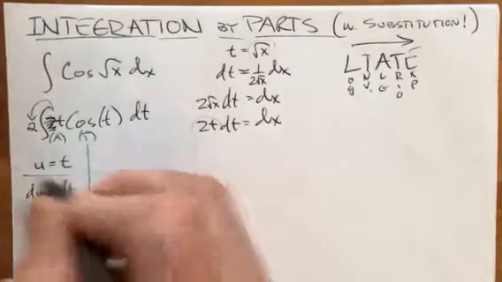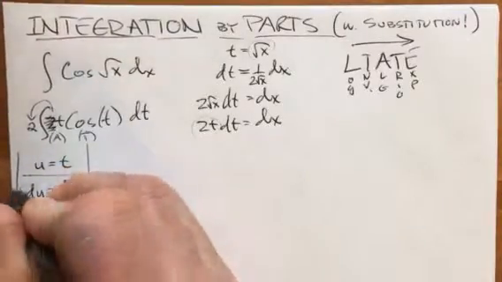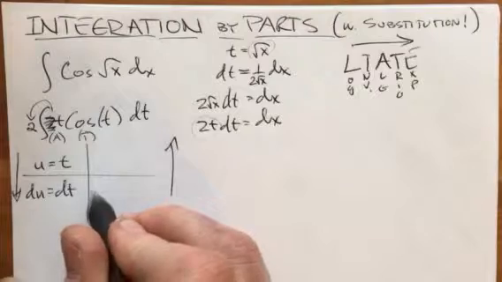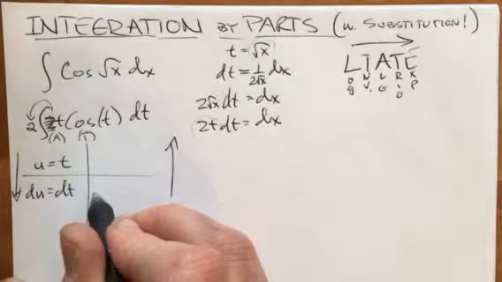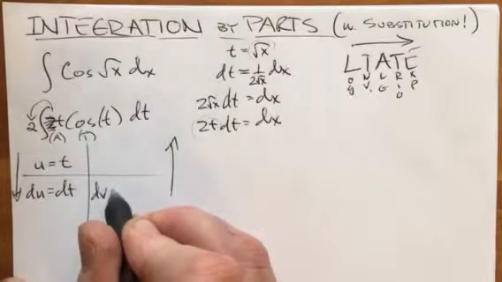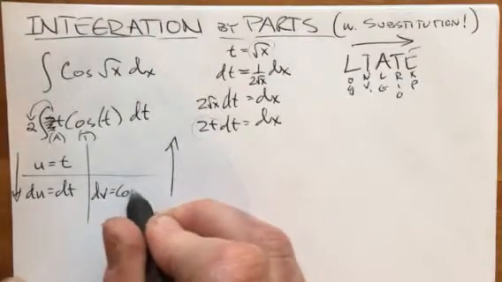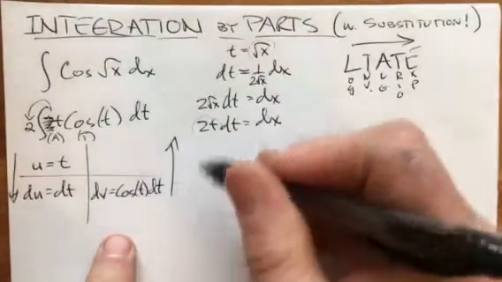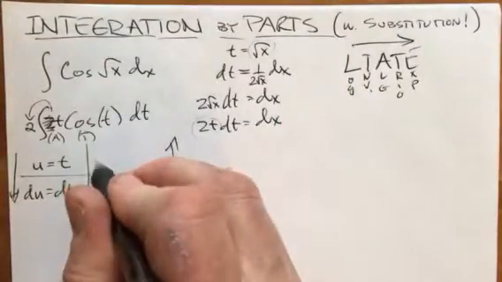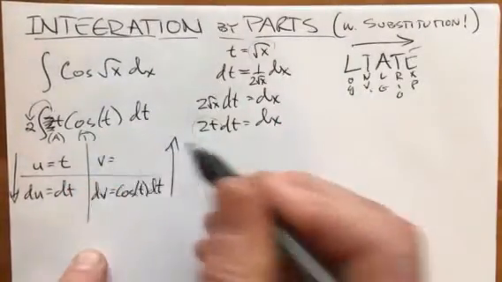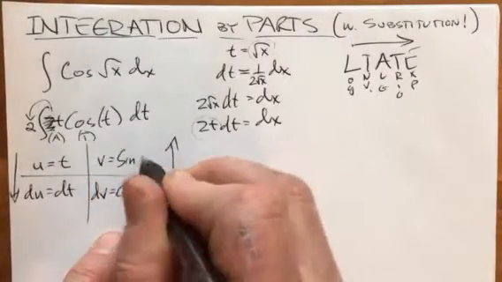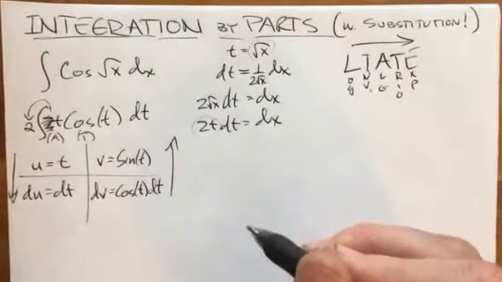I like this little chart here, so I'm going to go down that way, and then I'm going to come up this way. So I write then dv is equal to cosine of t dt. Well, to work upwards, then we have to integrate to get v. V then is equal to, well, the derivative of the sine gives me the cosine, so I get sine of t.